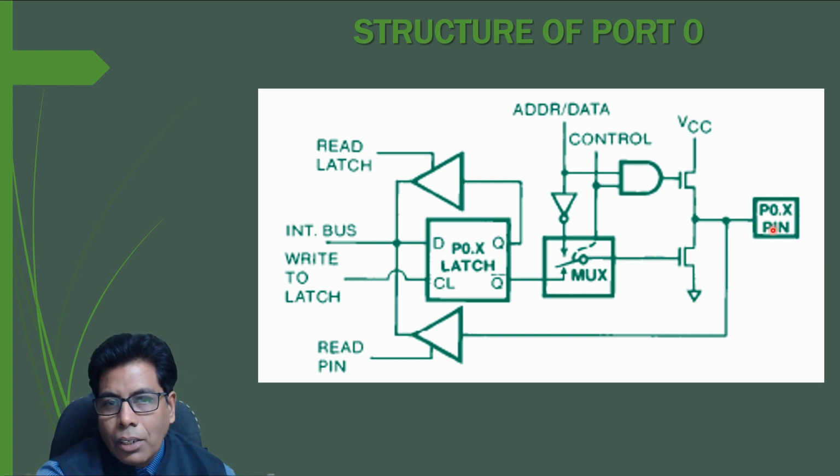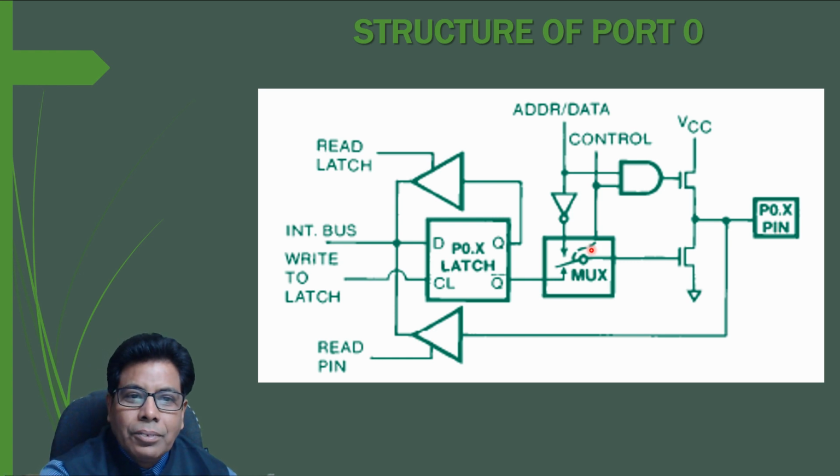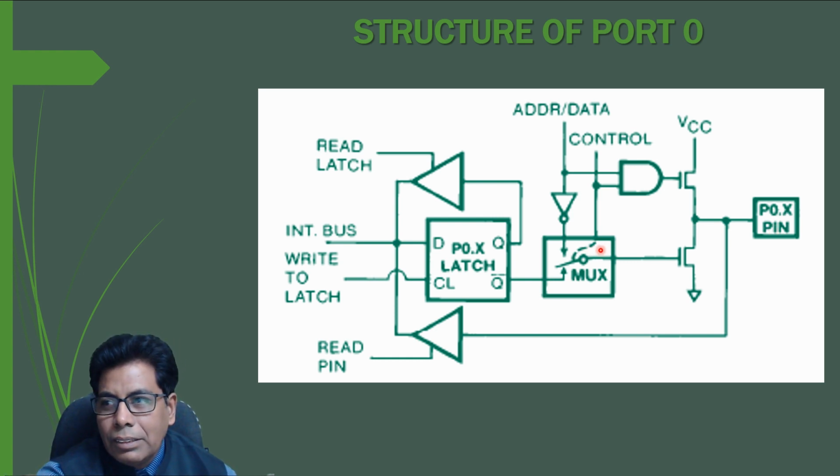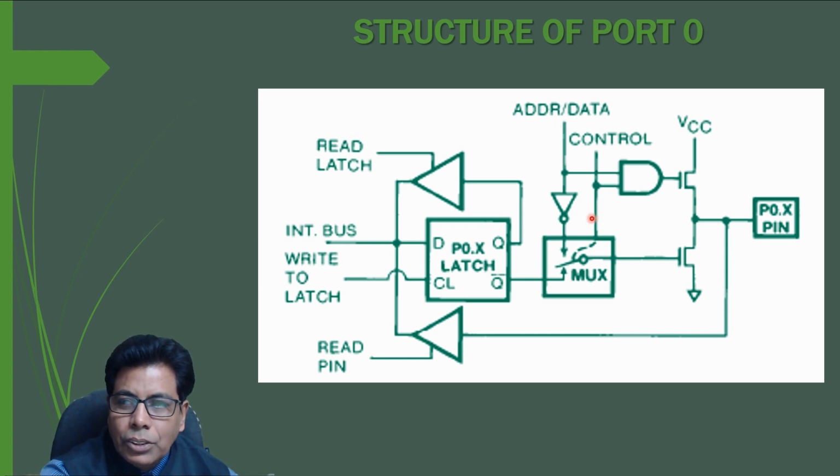So when control is 1, the port is used for address or data interfacing. And when control is 0, the port can be used as a bidirectional IO port. So in this way the port will be used.